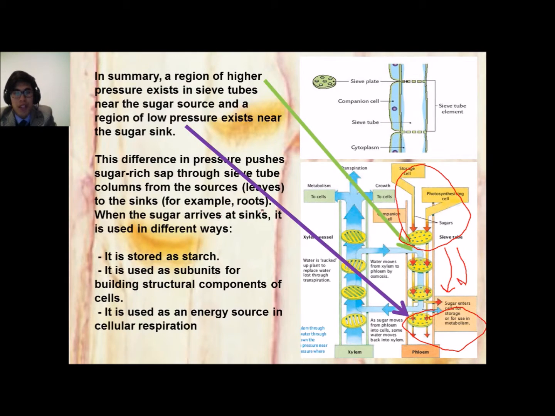When the sugar arrives at its sink, it is used in different ways. It's either stored as starch, used as subunits for building structural components, or used as an energy source for cellular respiration.